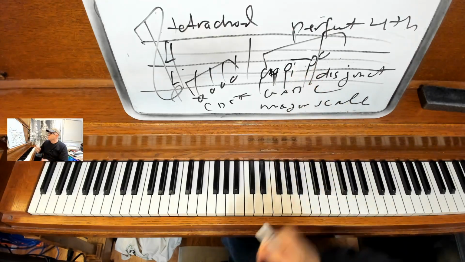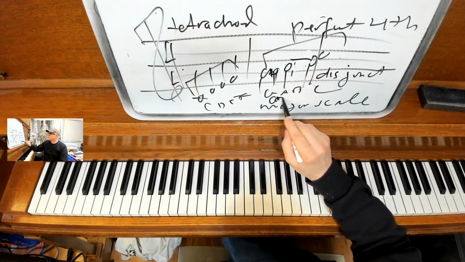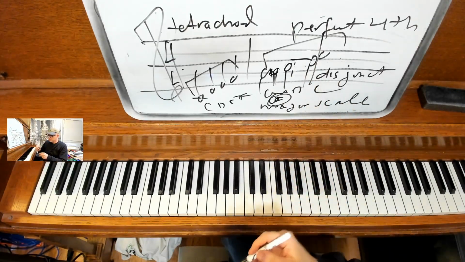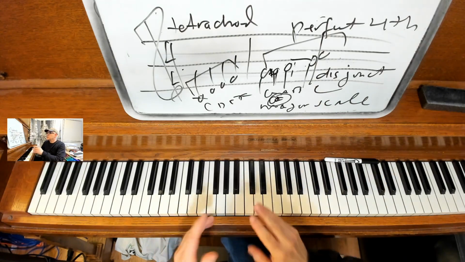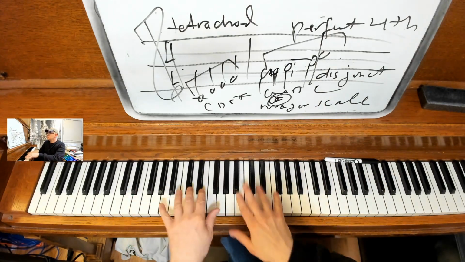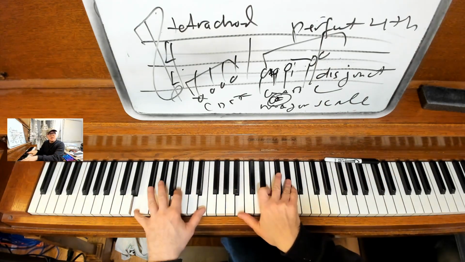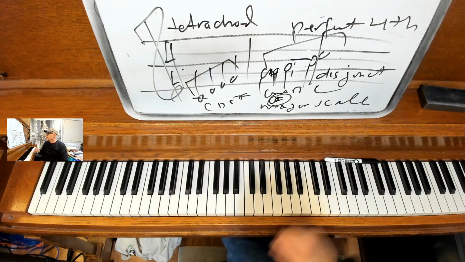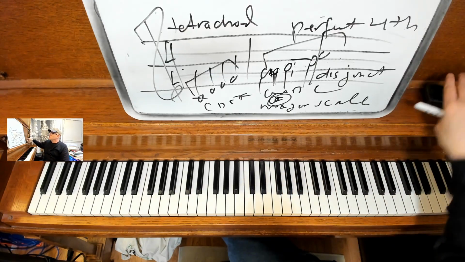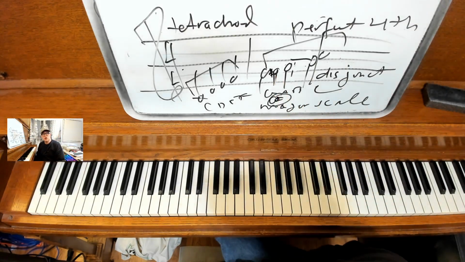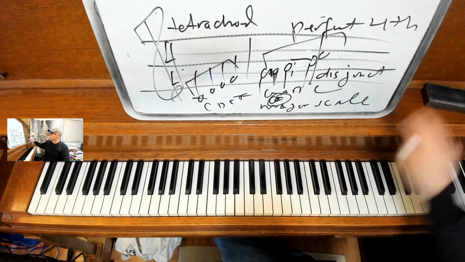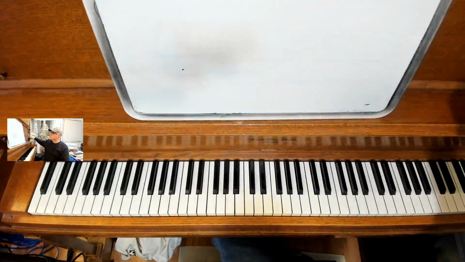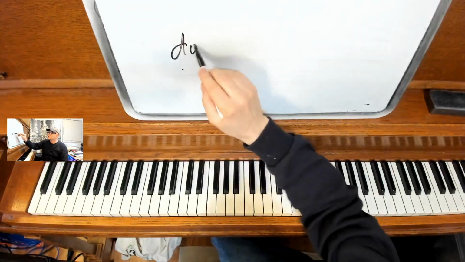A, B. So G sharp, that's the extra note. A, B, and then C. So C, G, C, G, C, E major, A minor, G, C. That moment there in the music, when you get to that G sharp, that is the dominant chord of the relative minor. It's the dominant.